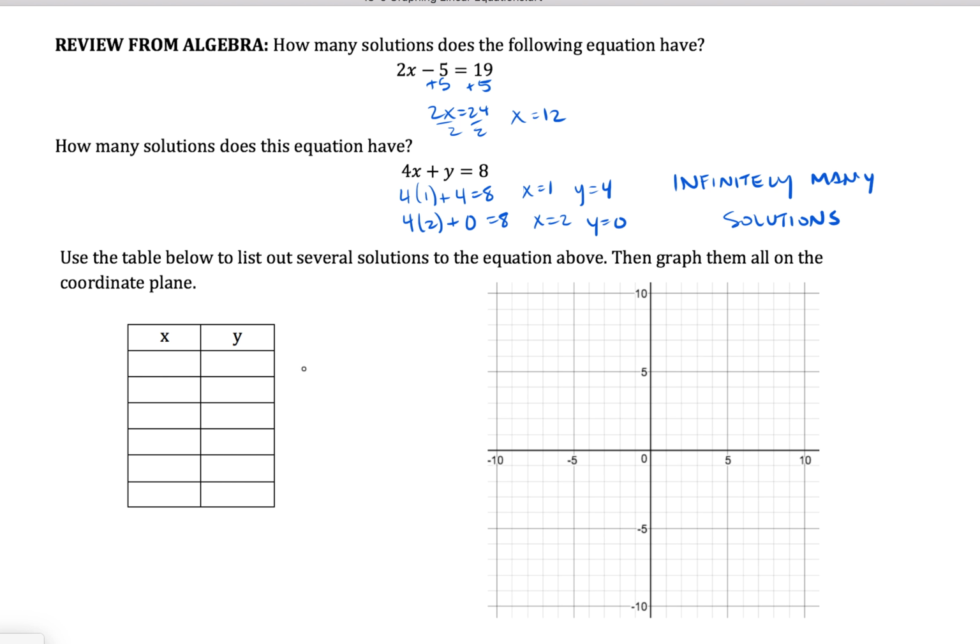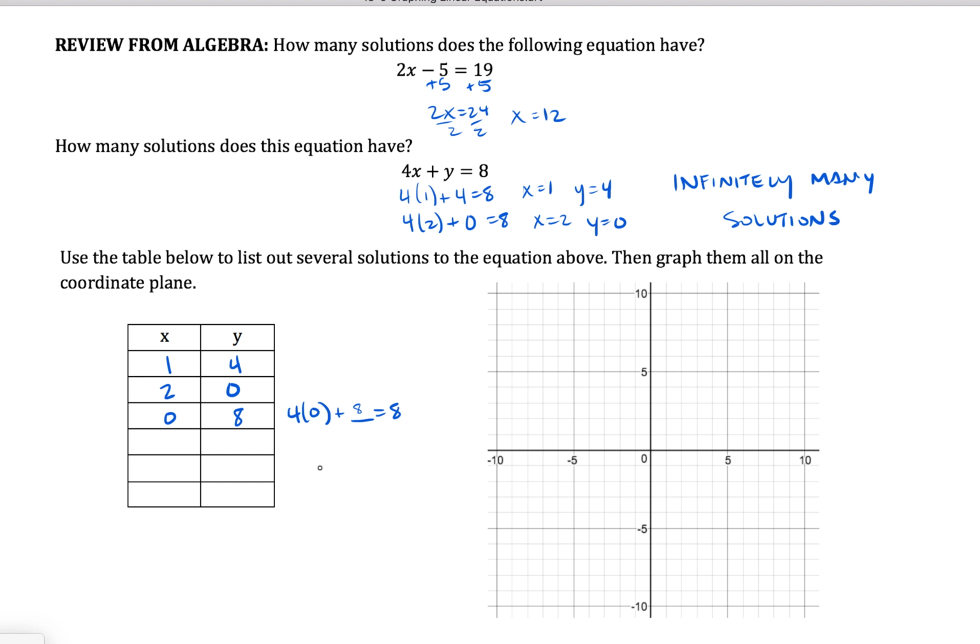So I have a table here, and I want to list out some of the solutions to this equation that I could come up with. Now I already have two, right? An x value of 1 and a y value of 4 works in that equation. And an x value of 2 and a y value of 0 also works in that equation. Let's see if we can think of some more. If I put 0 in for x, that would be 4 times 0 plus something, giving me 8. Well, 4 times 0 is 0, so what would I need to add to that? I would need to add an 8, right? So if 0 is my x, then I can put an 8 in for my y.